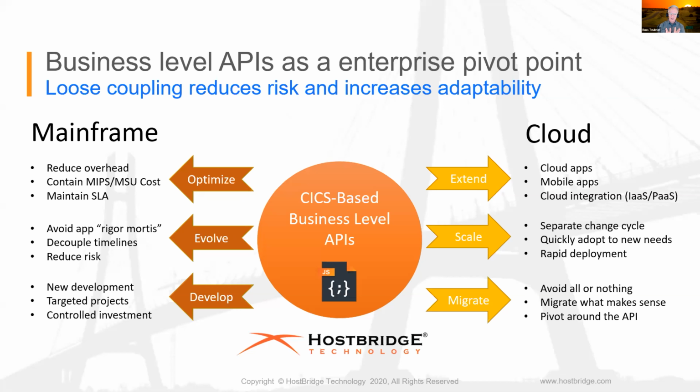It's our job to provide technology that gives an organization a pivot point. So if they want to enhance and modernize on the mainframe, great. But if they want to use that API as a pivot point to migrate certain functionality off, then that API has given them the flexibility to do so. So as we say, loose coupling both reduces the risk and increases your ability to adapt.